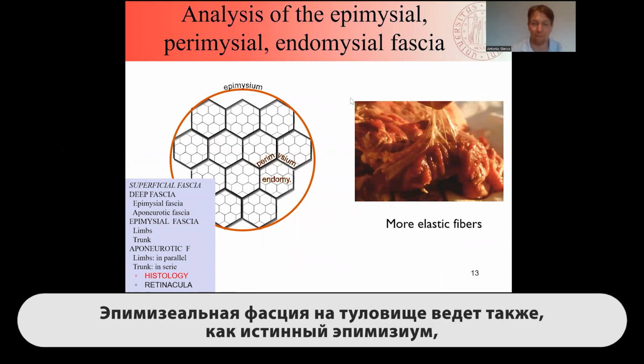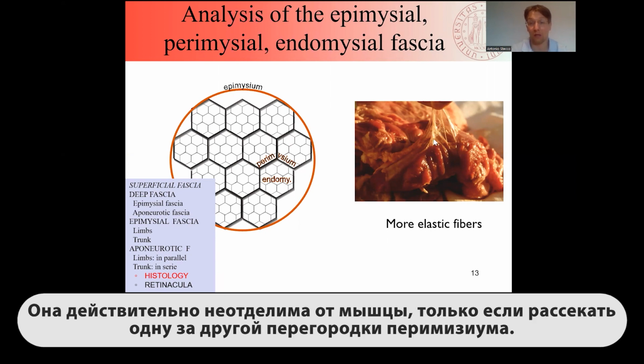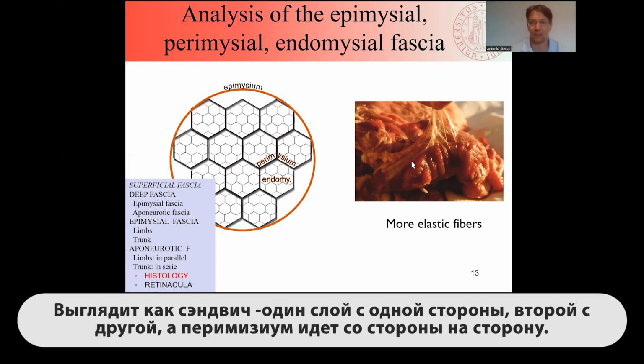Remember, the epimysial fascia in the trunk is like an epimysium, so it's extremely adherent to the muscle. It goes between the muscle fibers and perimysium, and then can get onto the endomysium. So it's really inseparable if you don't start to cut, one after the other, all the perimysium septa. It's like a sandwich, one layer on one side, one layer on the other side, and perimysium goes side to side.